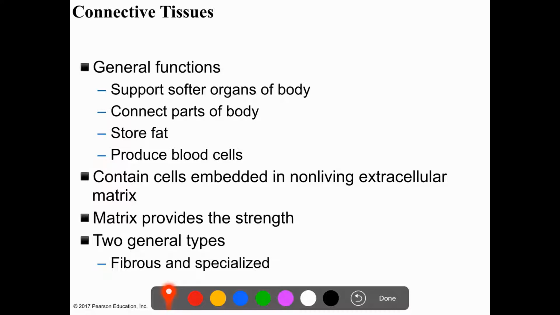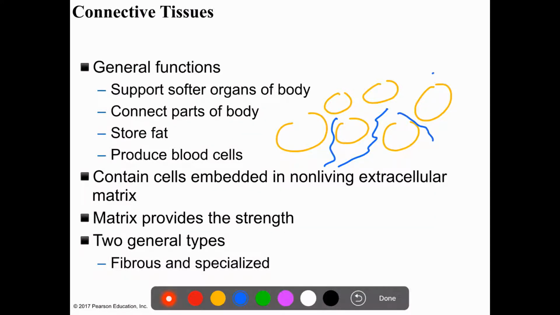Now, a general feature of these connective tissues is that their cells are embedded in a non-living extracellular matrix. What does it mean? It means that these cells are somehow bound to a matrix, to the medium they are living within. It doesn't mean that they are not moving. No, it means that these cells, in many cases, are not attached to each other. They are kind of separated, and they are separated with this matrix.